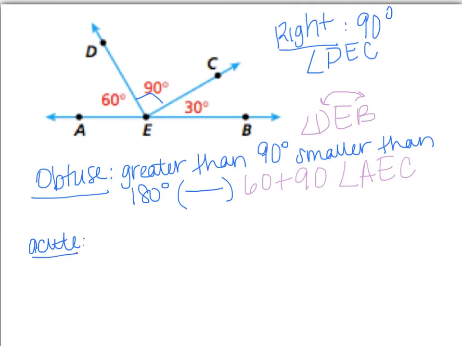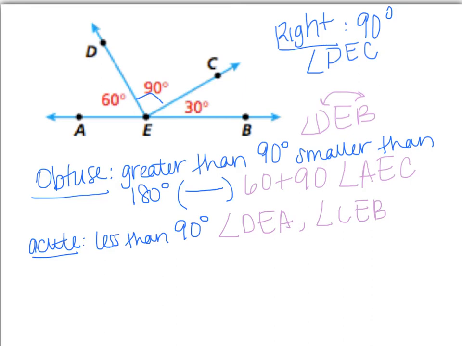Acute angles are like the opposite of obtuse, where they have to be less than 90 degrees. And again, we do have 2 of them in here. So if we look here, I see this 60, and there's another number that's smaller than 90. So here are our 2 angles. So see if you can come up with the names of these 2 angles that are smaller than 90 degrees now. Go ahead. You should have written angle DEA and angle CEB. And again, those could have been flip-flopped.